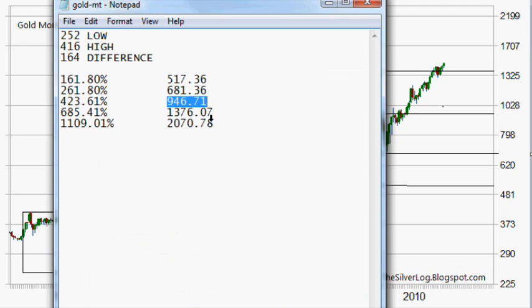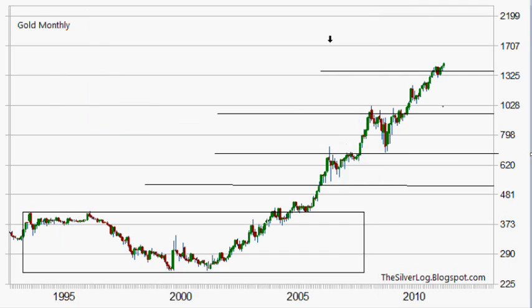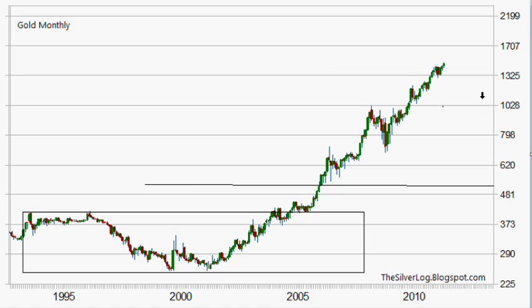Now the next level, which is the 1109, that's at 2070. So how long would it take on a fast move? Well, if you're looking at about 4 or 5 candles to do it, you'd be looking at about 4 or 5 months, which is quite a big move.